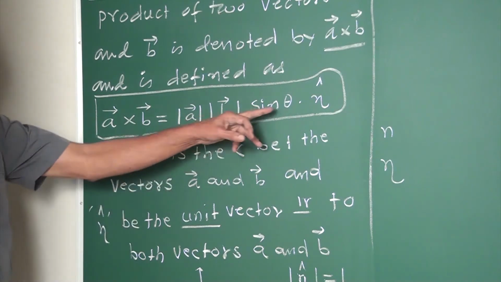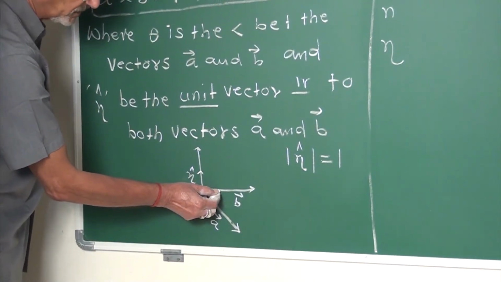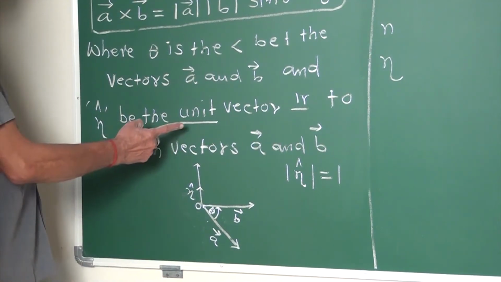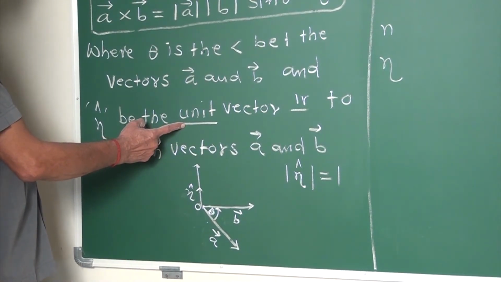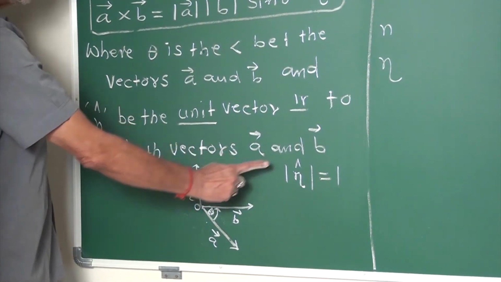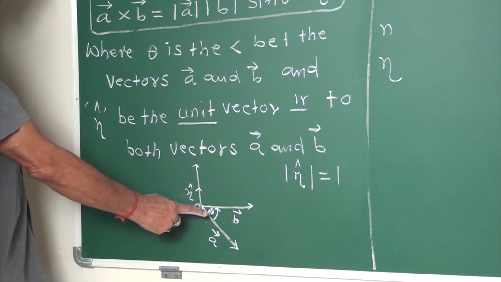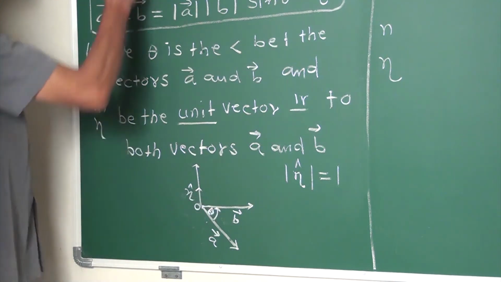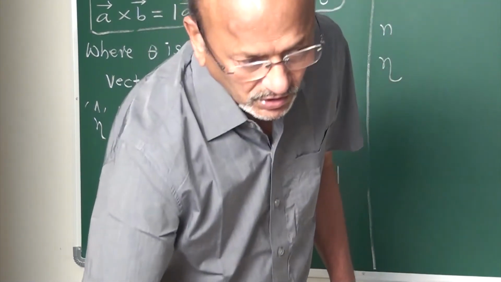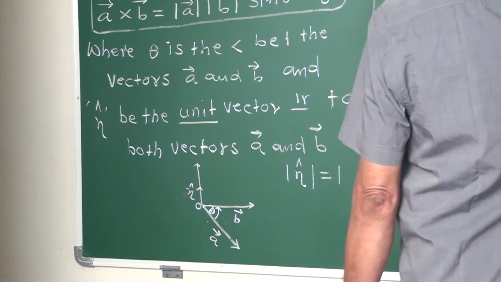Yes, my friend. What is theta? Angle between the vectors A and B. This is the direction, my friends. Theta is from A to B. Eta cap is a unit vector whose magnitude is 1. What is the direction? Perpendicular to both vectors A and B, or perpendicular to the plane containing the vectors A and B. This is the definition of what, my friends? It is the definition of cross product. Yes, my friends.